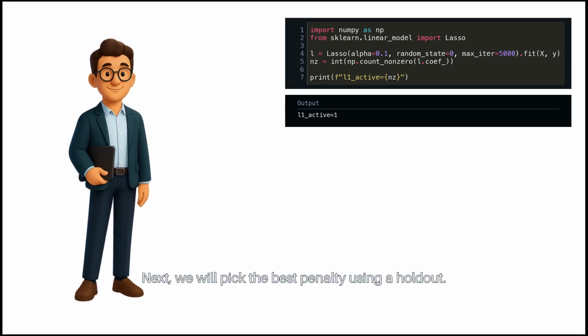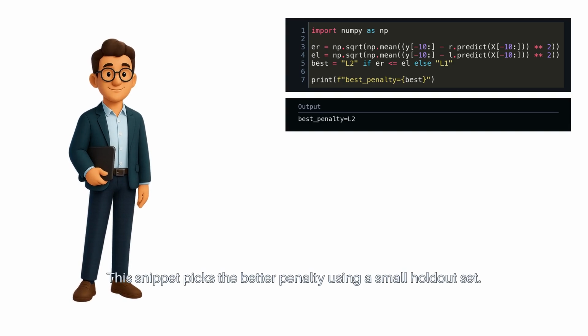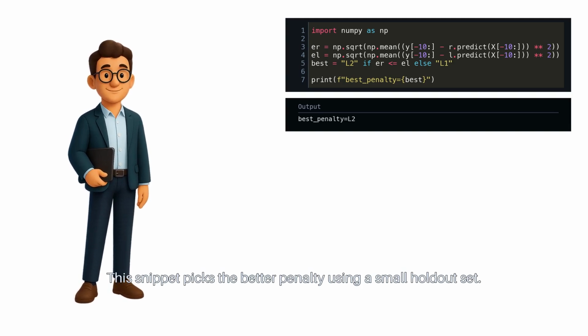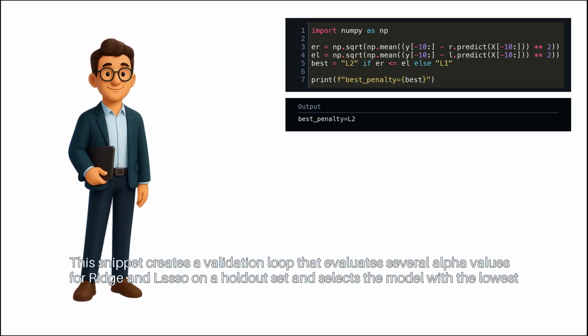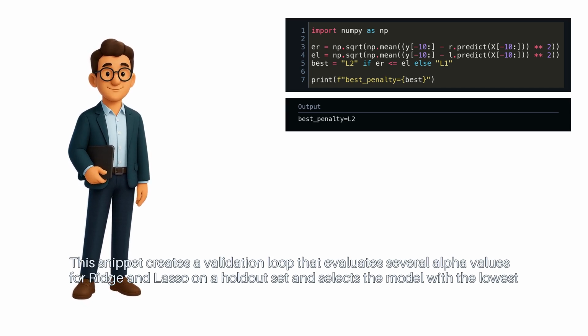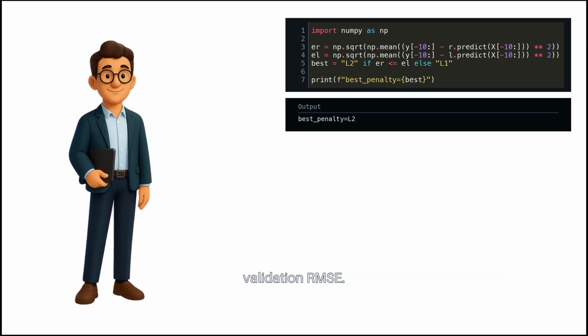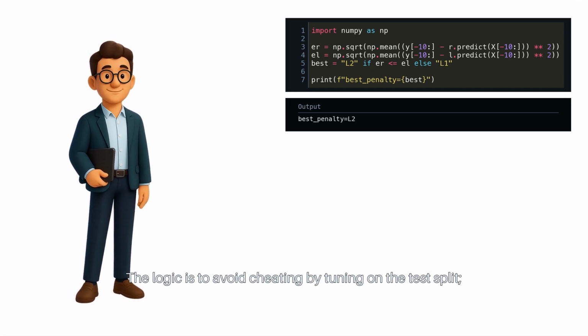Next, we will pick the best penalty using a holdout. This snippet picks the better penalty using a small holdout set. This snippet creates a validation loop that evaluates several alpha values for Ridge and Lasso on a holdout set and selects the model with the lowest validation RMSE. The logic is to avoid cheating by tuning on the test split.